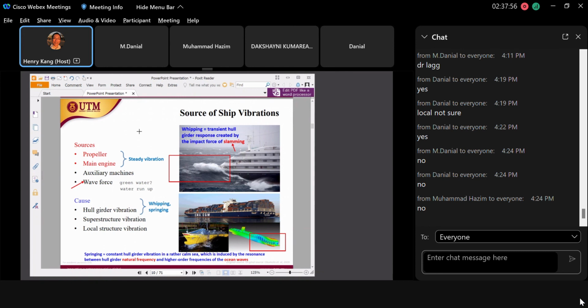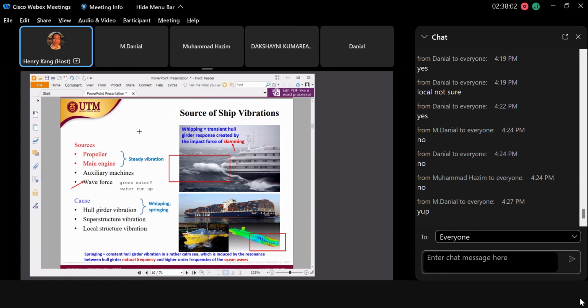If you imagine you use your palm, your hand, to hit the water surface, you will feel slightly painful, right? Because of the reaction force from the water. But if you try to hit the table, definitely you will immediately feel so painful. But when you hit the water, you still will feel some pain because you slam the water.